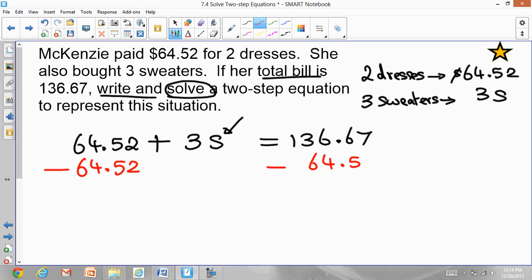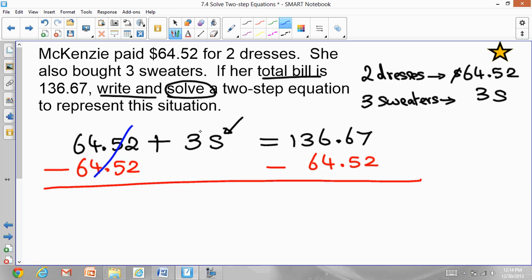Number always goes below the numbers. The line. 64.52, 64.52, subtraction cancels out. So the only thing that you have left is just 3S equals. So you need to finish off your subtraction to give you, and 13 minus 6 is going to give you 7.